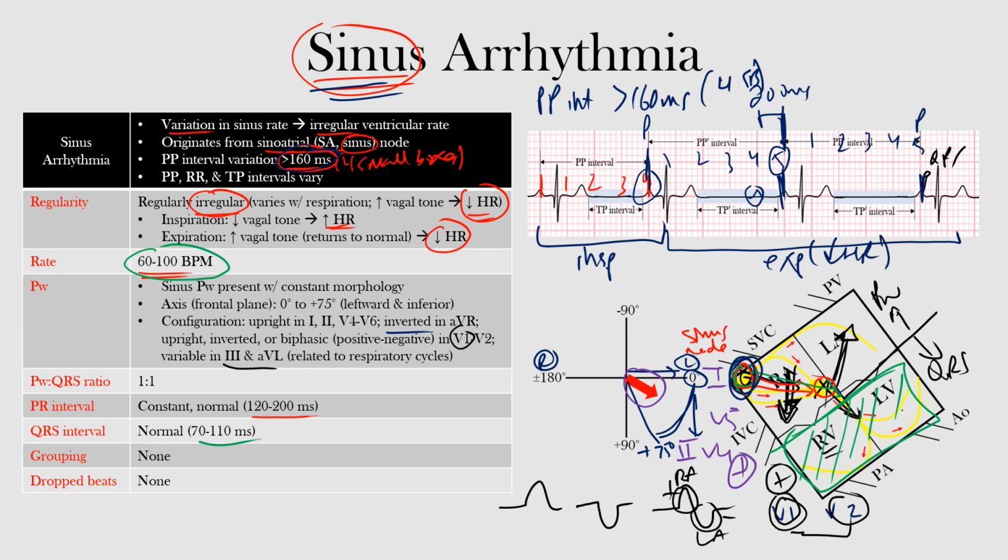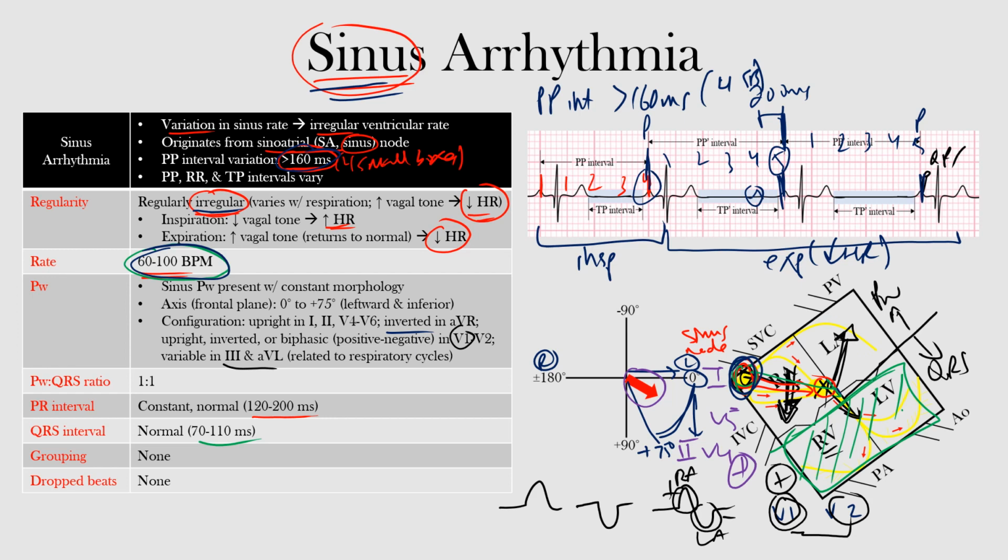The rate should be between 60 and 100 beats per minute. Remember how we found that? We count the complexes going across and multiply that number by 6 to get beats per minute, because we're dealing with an irregular rhythm. The P wave axis should be the same as the normal sinus P waves, with constant morphology, axis between 0 and positive 75 degrees, heading leftward and inferiorly.